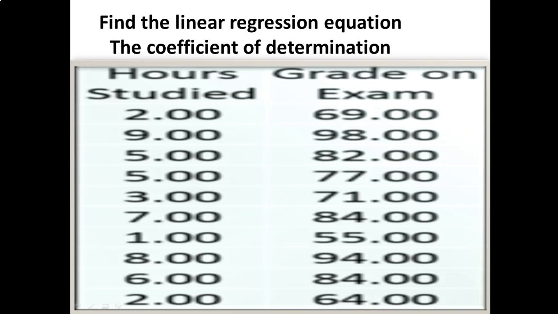Okay, so for example, find the linear regression equation and find the coefficient of determination, and find also, I didn't write it, find also the ANOVA table. For this example, there's hours studied and grades on exam. Hours studied will be the x value, and grades on exam will be the y value, which is the dependent variable.